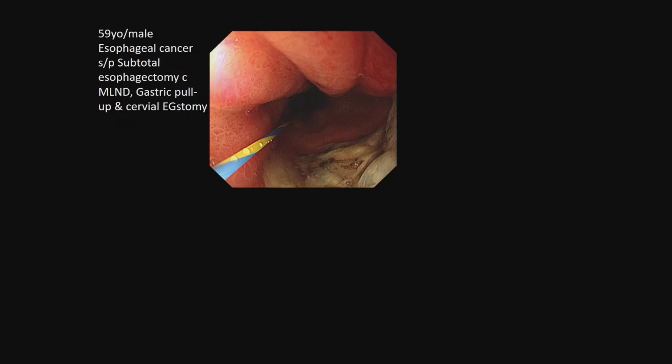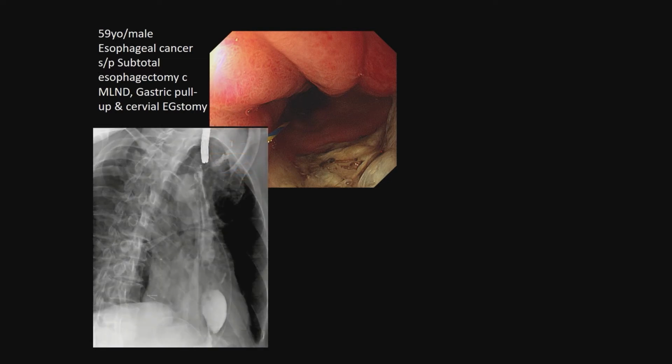The second case is a 59-year-old male. He underwent subtotal esophagectomy due to esophageal cancer. You can see the very dirty wound area, the anastomosis area, and also under the fluoroscope you can see the defect here.